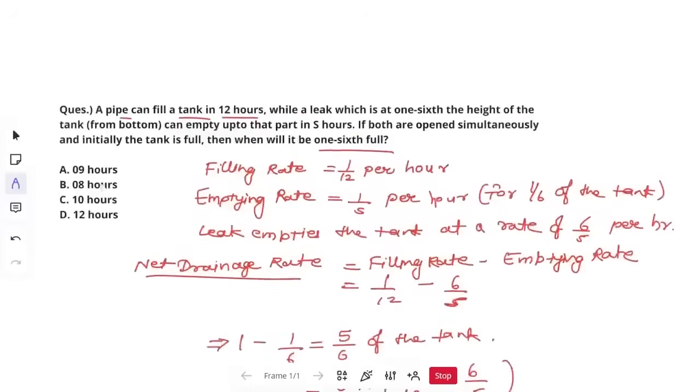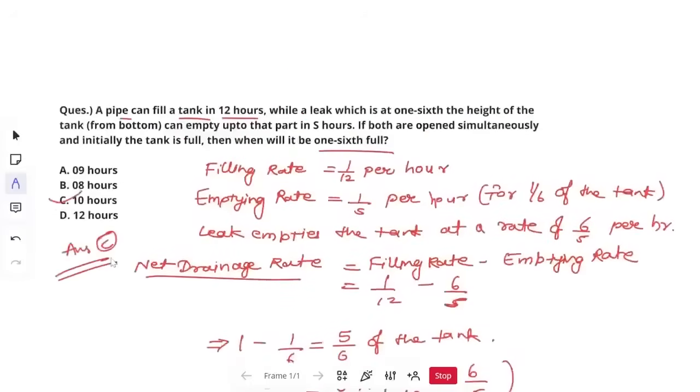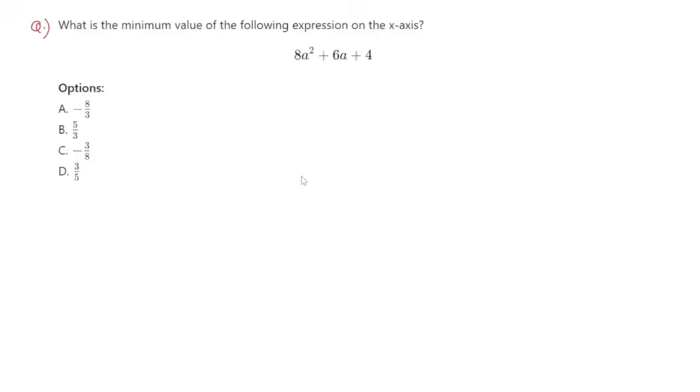So the correct answer for this question is going to be option number C, that is 10 hours. Hope you have understood it. Let's move on to the next question. Let's look at this question.